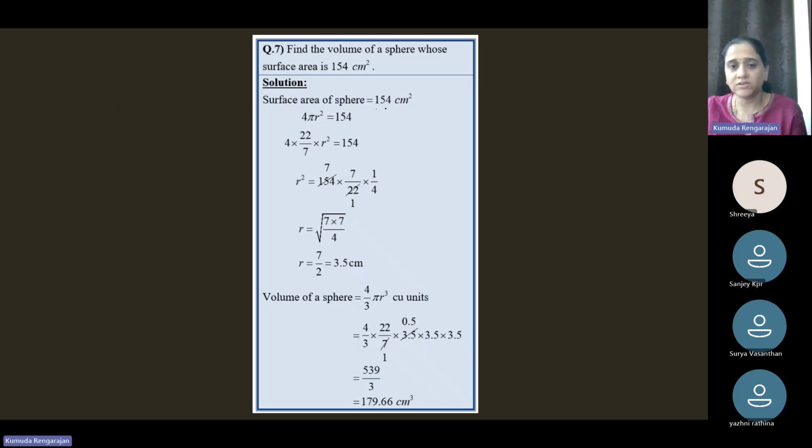So surface area of the sphere is 154. 4 pi r square is 154. 4 into 22 by 7 into r square is 154. So r square is equal to, transposing, 22 by 7 becomes 7 by 22, and 4 by 1 becomes 1 by 4 on the other side. And cancel. You have r square is equal to 7 into 7 by 4. So r is equal to square root of 7 into 7 by 4.